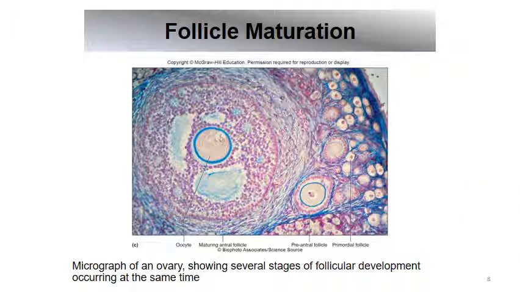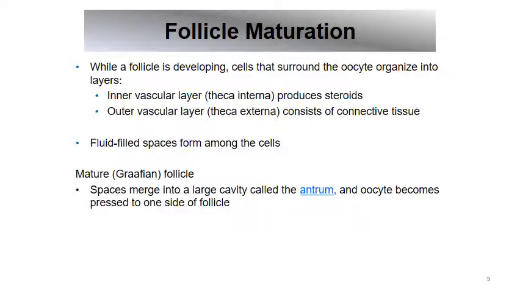So here we're just seeing the follicles. They're showing the small primordial follicles, the primary follicles, and the large one there. While a follicle is developing, getting larger, the cells that surround the oocyte form these layers. I'm actually not going to ask you about these different layers of the follicles, so don't worry about that. But I did mention the mature Graafian follicle, which is the follicle right before ovulation, and it contains that large cavity called the antrum.